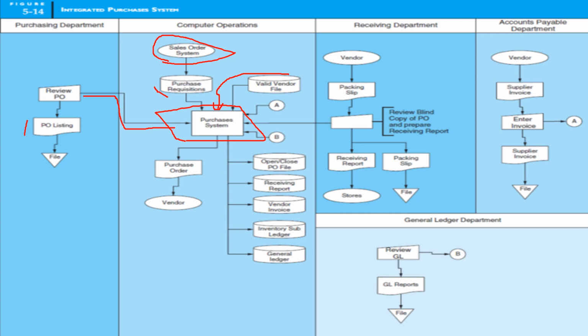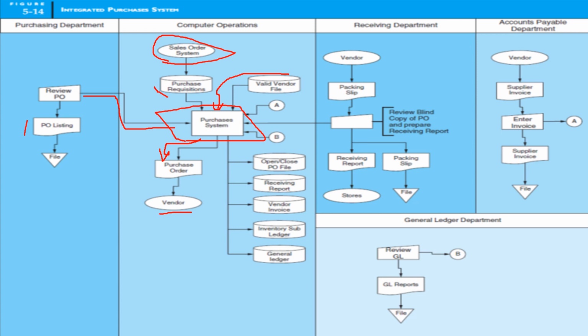And then we will print out the hard copy of the purchase order and send it to the vendor. And in some cases, with more highly advanced computers, the system will send a digital purchase order to the suppliers.